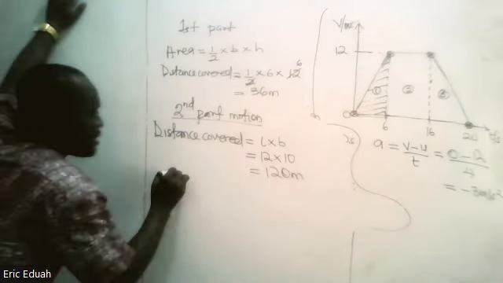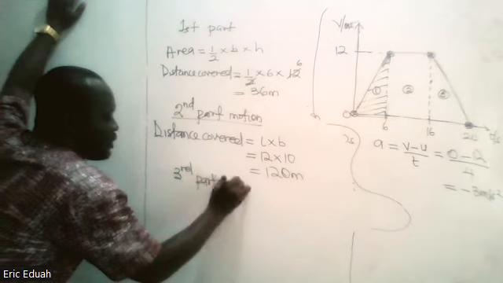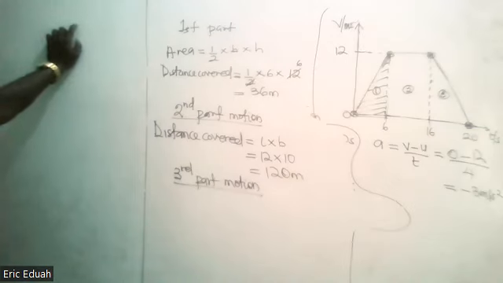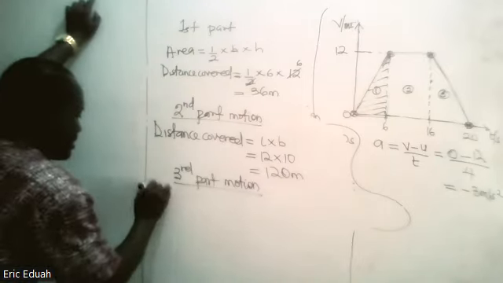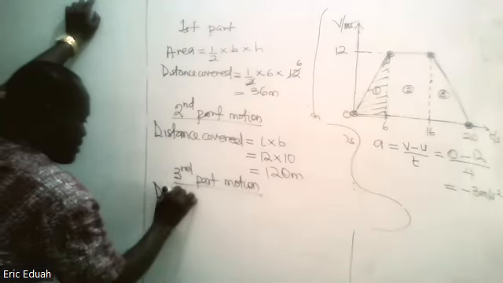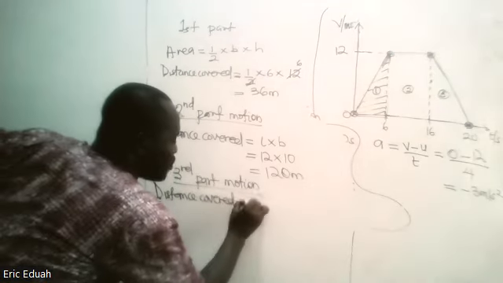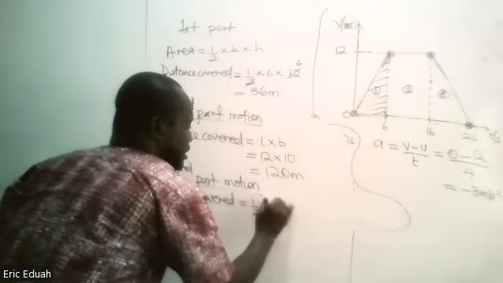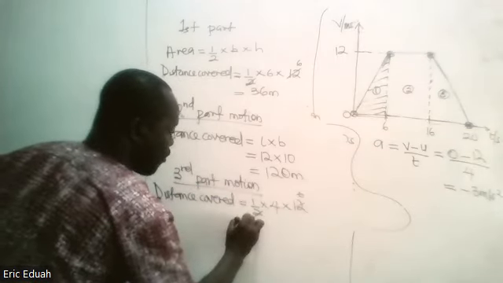And then the third part of the motion, what area do we have there? A triangle. Good. So the distance covered here is also equal to half base times height. The base is 4. The height is 12. So we have 24.